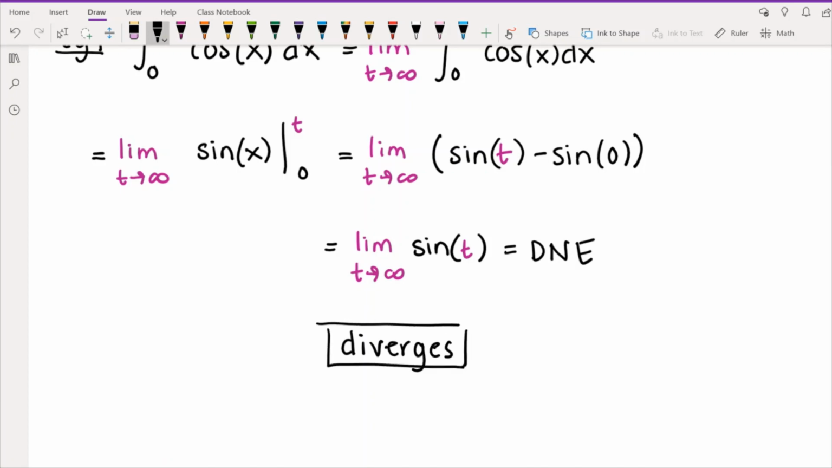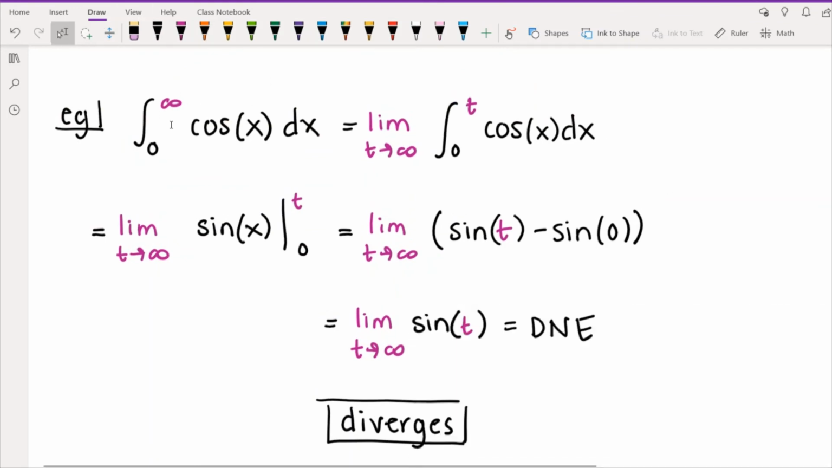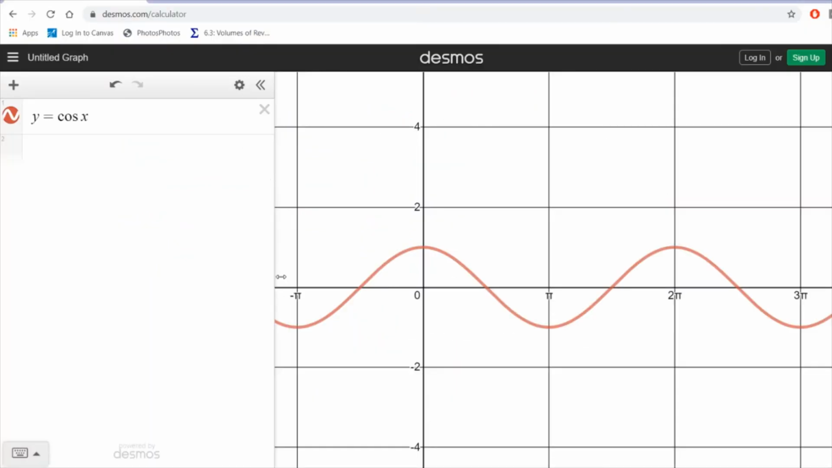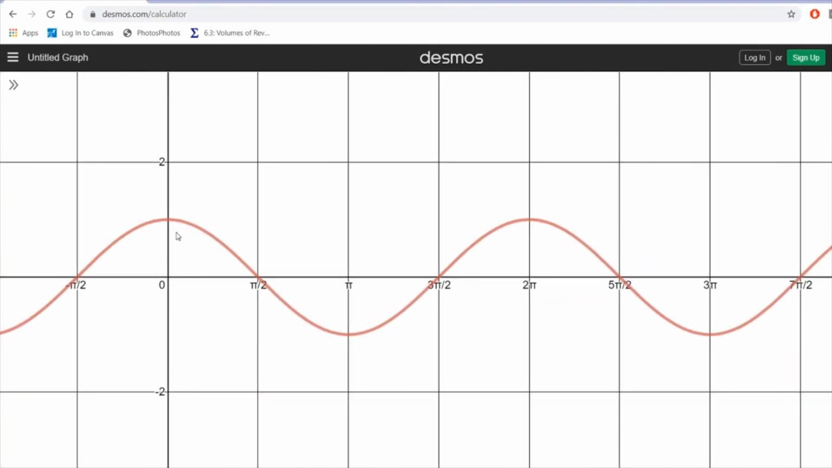So why does this make sense in terms of areas? Well, if we look at the graph of cosine of x, so here I have the graph of cosine of x pulled up. If you think about taking the area from 0 to a particular x value. So, for example, you go 0 to pi over 2, or maybe you go 0 to pi or 0 to 3 pi over 2.